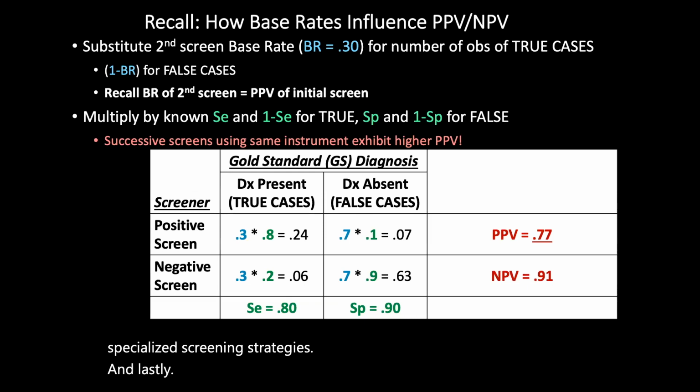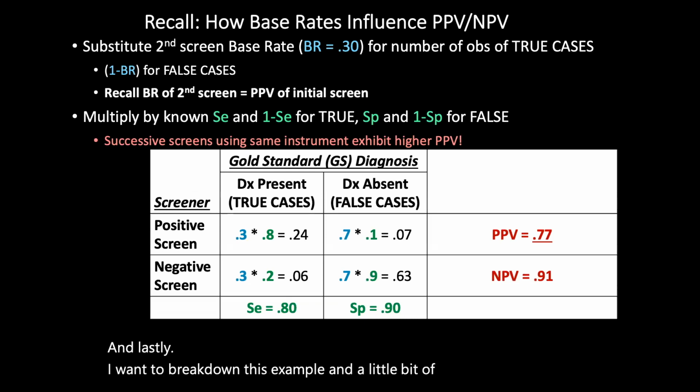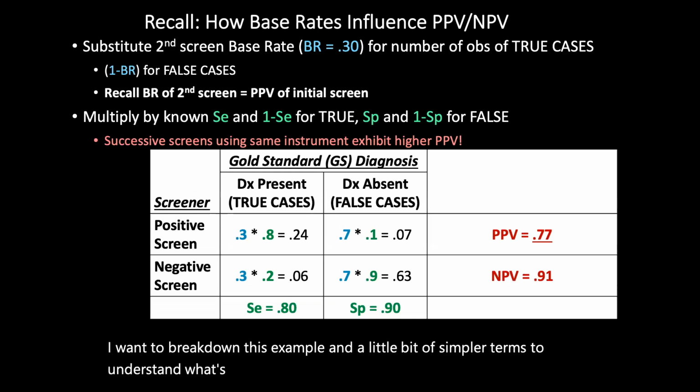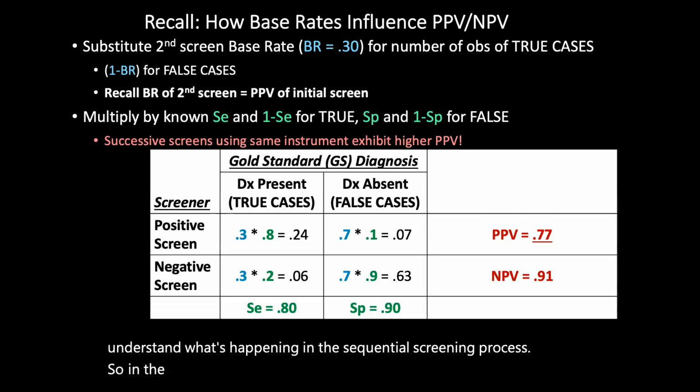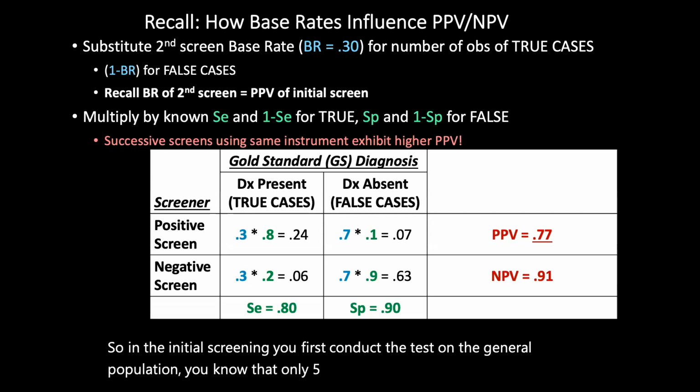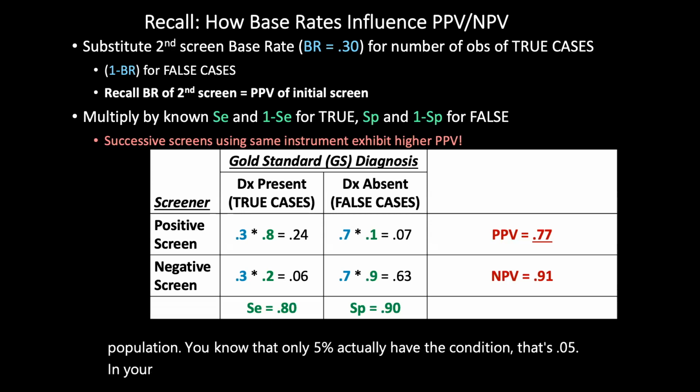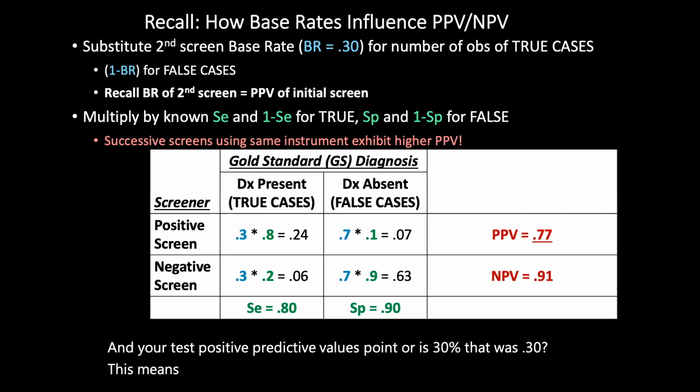And lastly, I want to break down this example in a little bit of simpler terms to understand what's happening in the sequential screening process. So in the initial screening, you first conduct the test on the general population. You know that only 5% actually have the condition. That's 0.05. And your test positive predictive value is 30%. That's 0.30. This means that out of those you test positive, only 30% really have the condition.